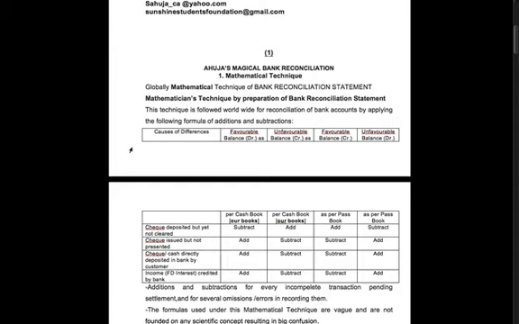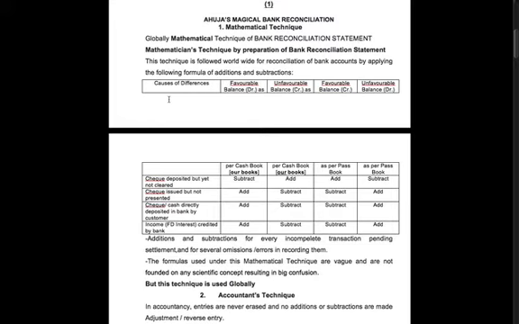What is the mathematical technique? Globally this technique has been used for several decades. In this technique, we just create a column for causes of difference between two sets of statements. One is the cash book and the other is the passbook. You compare the entries in these two sets and note down the differences, and this is how you deal with the differences.